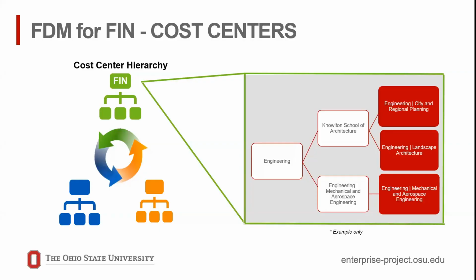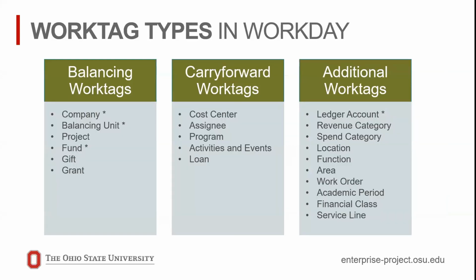Now we're back at our discussion of FDM because I want to point out the different types of work tags. Balancing work tags include company, balancing unit, project, fund, gift, and grant. These are work tags for which we can produce full balance sheets. Carry forward work tags allow us to carry balances into future periods, just as the name carry forward would suggest. We have 5 of those: cost center, assignee, program, activities and events, and loan.